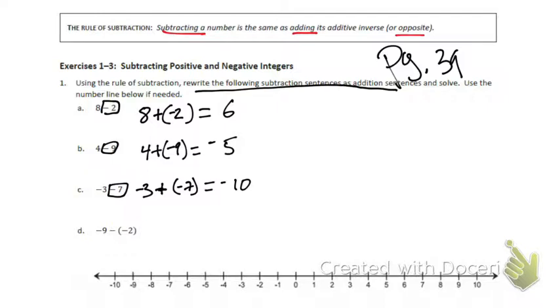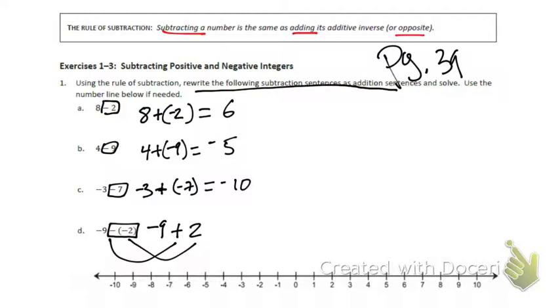Alright, so number 9. This one's a little bit different from the other three. We're subtracting negative 2, right? Looking at the box that tells us the rule again: subtracting a number is the same as adding its opposite. So again, we keep that first number the same. Instead of subtracting, it's adding. But we have to change this number to the opposite. What's the opposite of negative 2? It's positive 2, right? So again, we change two things. Subtraction becomes addition, and negative 2 becomes positive 2.